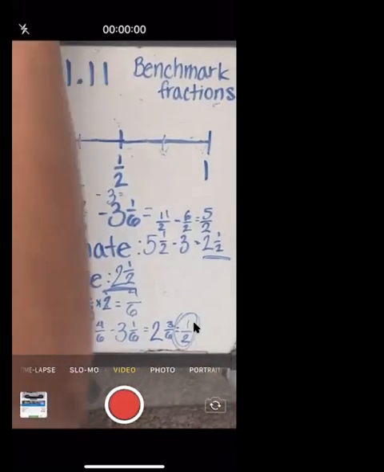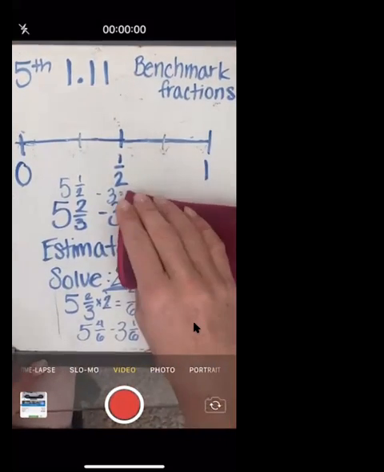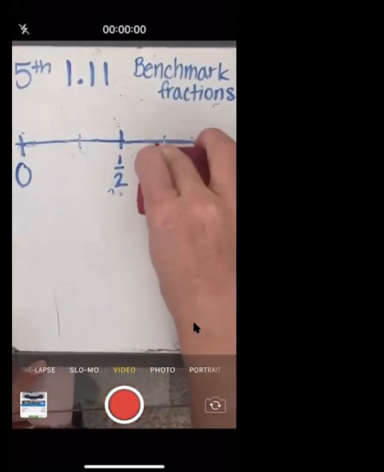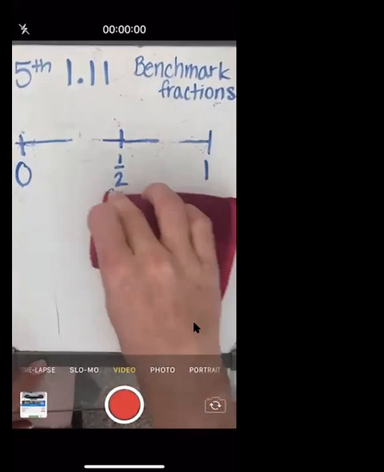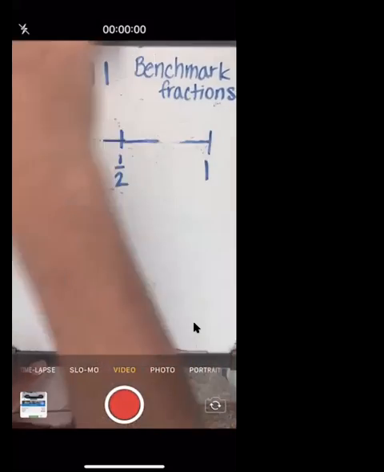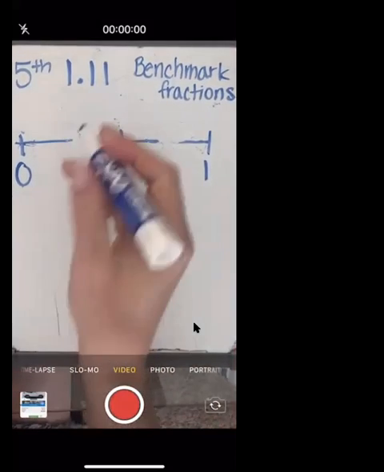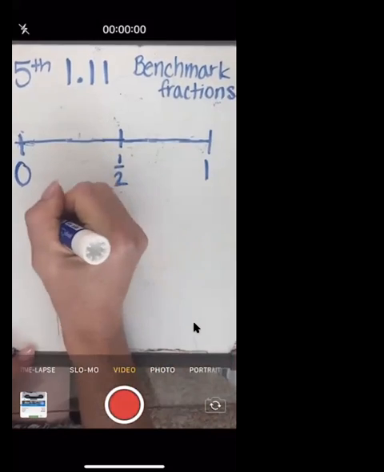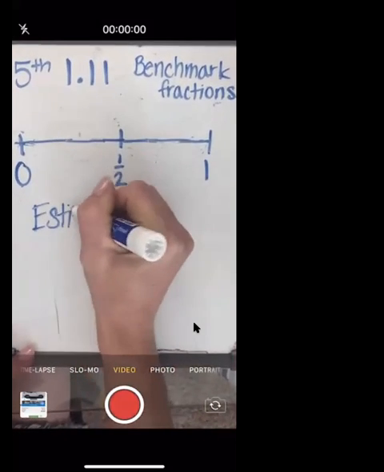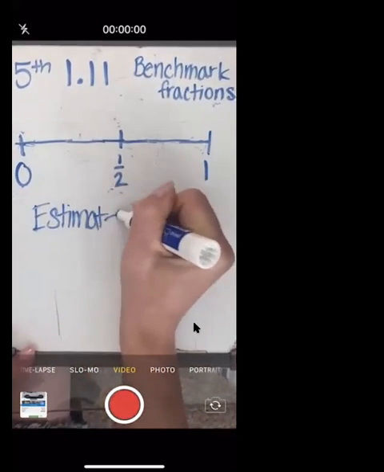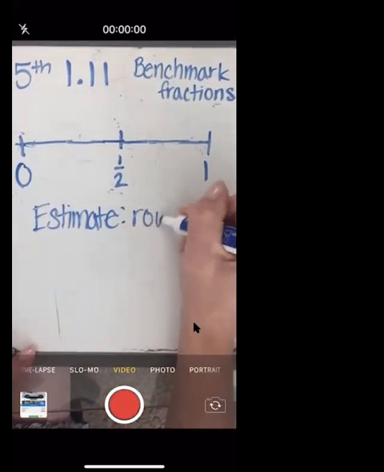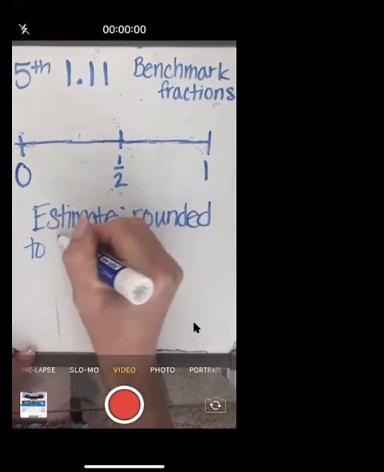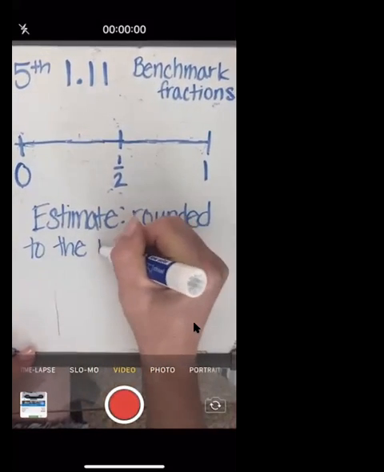How are we feeling? I want you guys to remember today as you go through this, you are always going to have two answers. One is your estimate. It needs to be reasonable, right? You can write this in your notebook if you'd like to remember this. Your estimate is rounded to the nearest benchmark fraction. That's what your estimate is, okay?